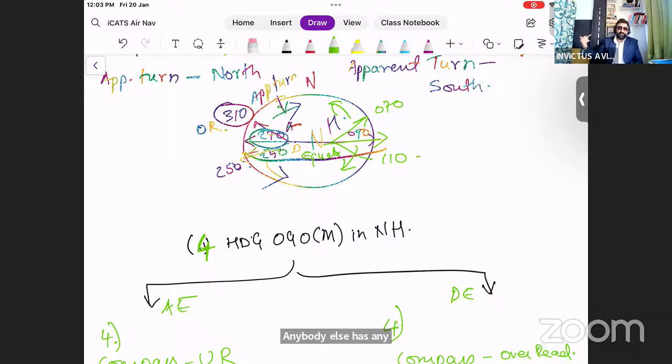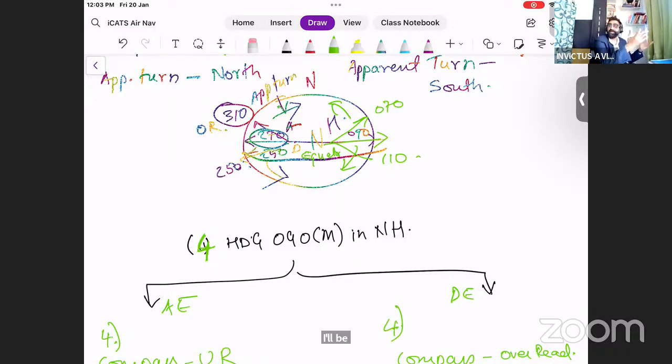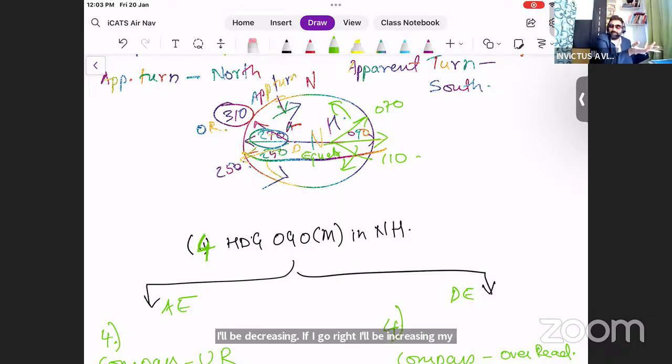See, on an easterly heading, if I go left, I'll be decreasing. If I go right, I'll be increasing. On a westerly heading, if I go left, I'll be decreasing. If I go right, I'll be increasing. My directions only, nothing else. Correct? Now the same thing you're going to experience in turning errors also.